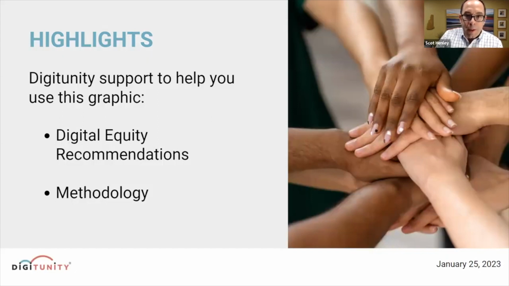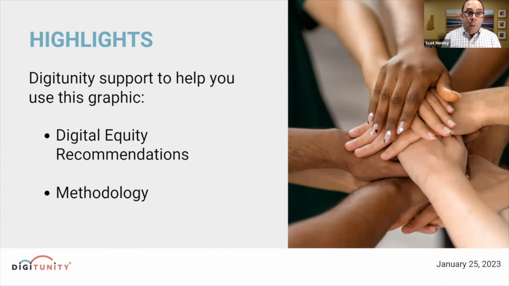And so just a couple more things here. Digitunity has made some specific recommendations for digital equity planners about things that should be woven into digital equity plans as they're being put together right now. So we'd love for you to consider those. Those can be found in the Engage Us section of our website, or just ping one of us after this webinar. I'd be happy to share them with you.